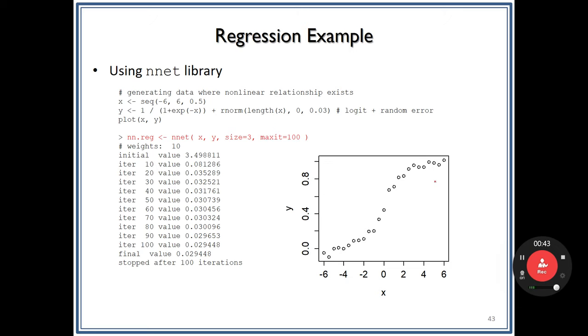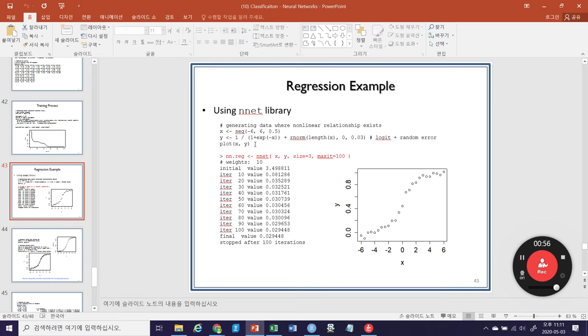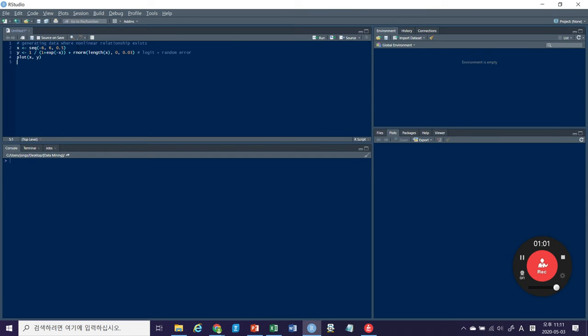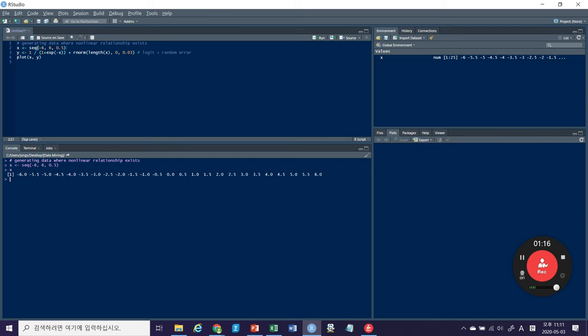Okay, so here is a simple regression example, which is a one-dimensional case. There is only one x value and only one y. So let me just copy this part and then paste it into my R session. This line is just to generate x values from -6 to 6 with a 0.5 increment. So this one is x value -6, -5.5, -5, and up to 6.